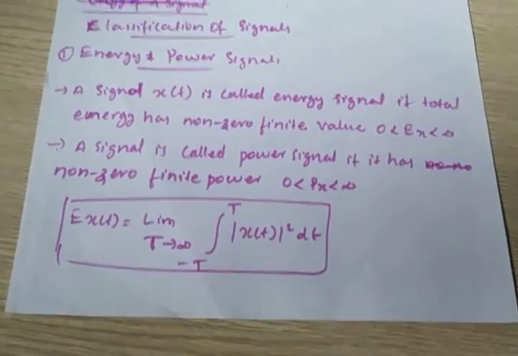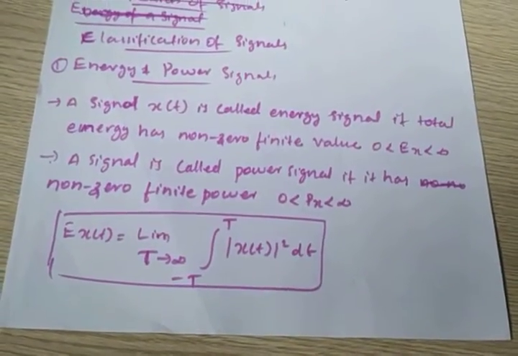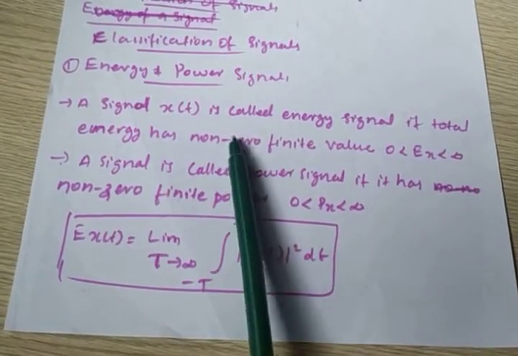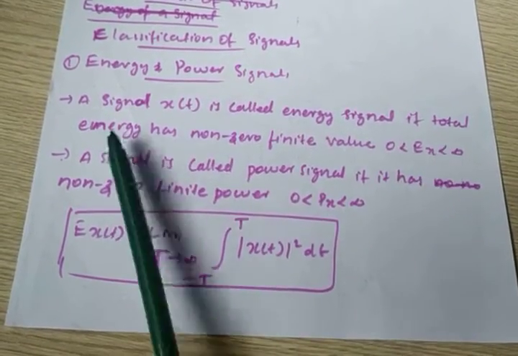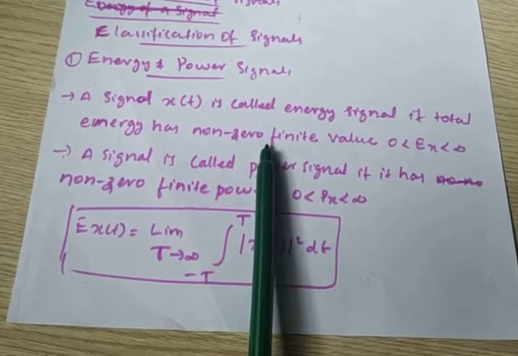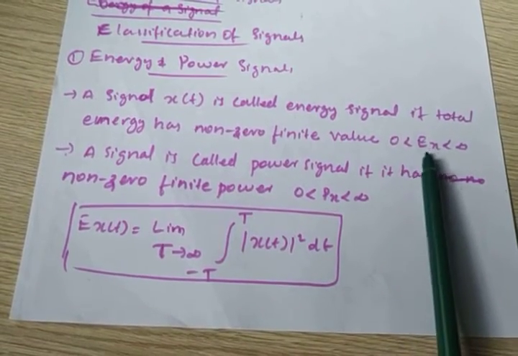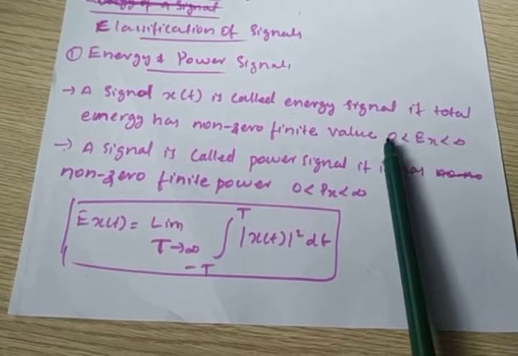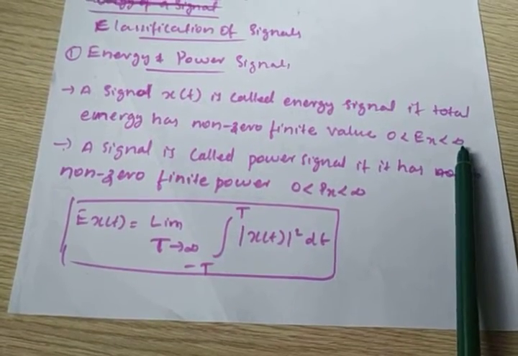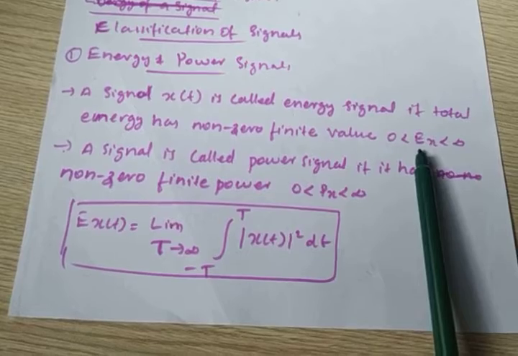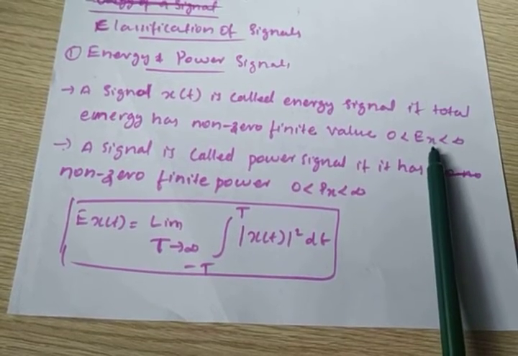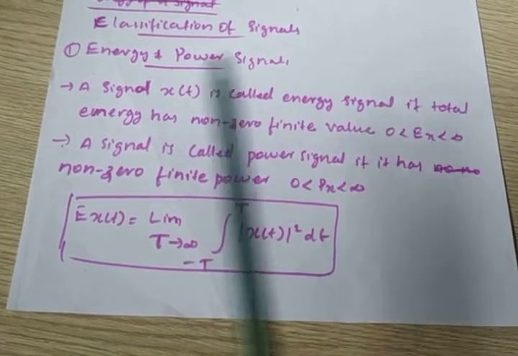So what is an energy signal? What is a power signal? See, this is the definition. A signal x of t is called an energy signal if its total energy has a non-zero finite value. That is, the energy of the signal lies between 0 and infinity. That means it has a non-zero finite value. That is an energy signal.